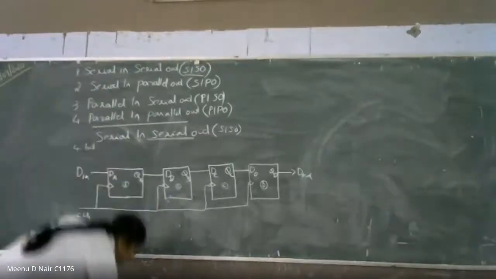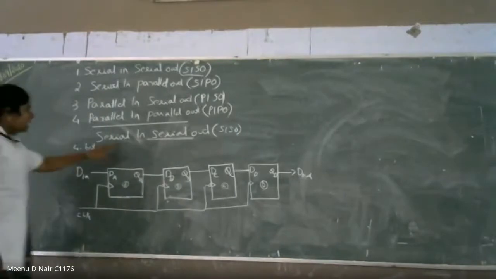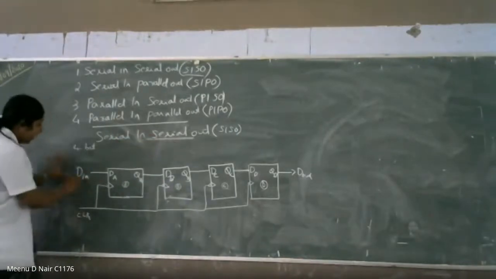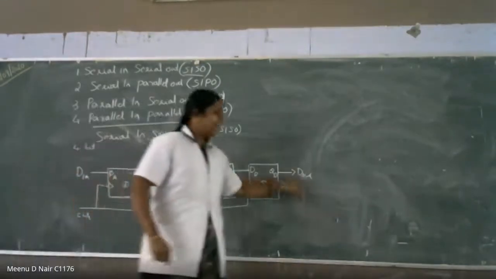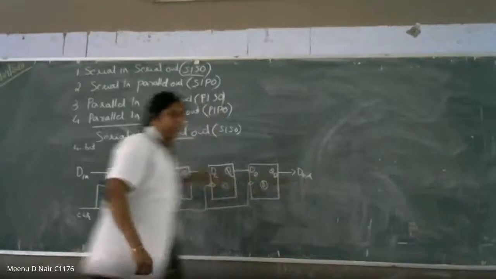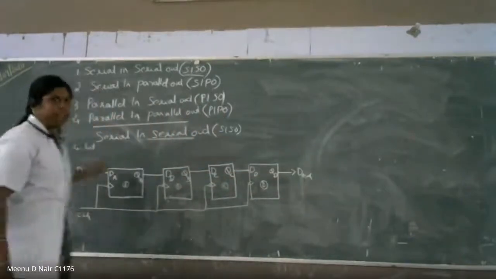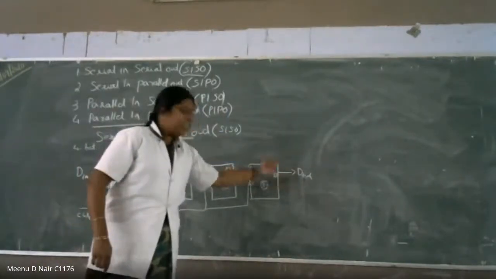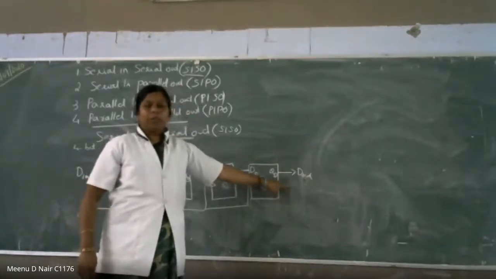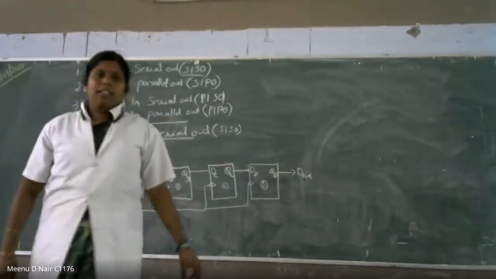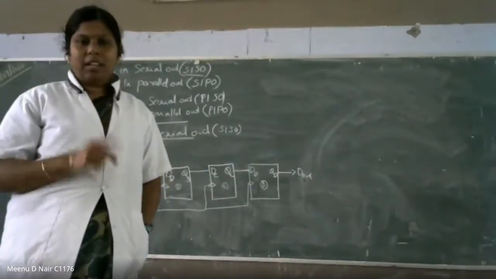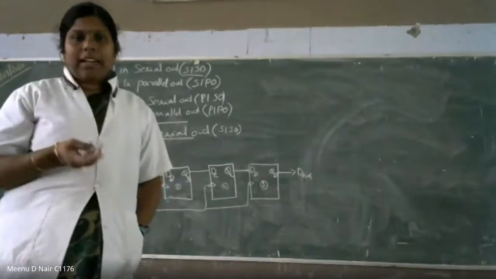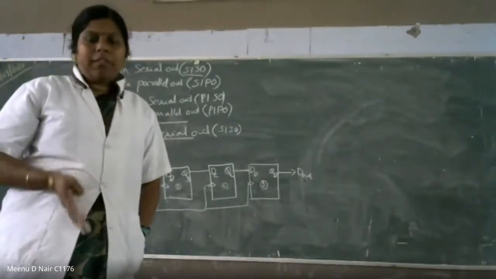Okay. Yes, madam, this is serial in and serial out, right? So you are giving the data as a serial input and you are taking the data as a serial output. That is the meaning. You know what is serial and parallel? Serial means one bit at a time. Then parallel means all the 8 bits at once.